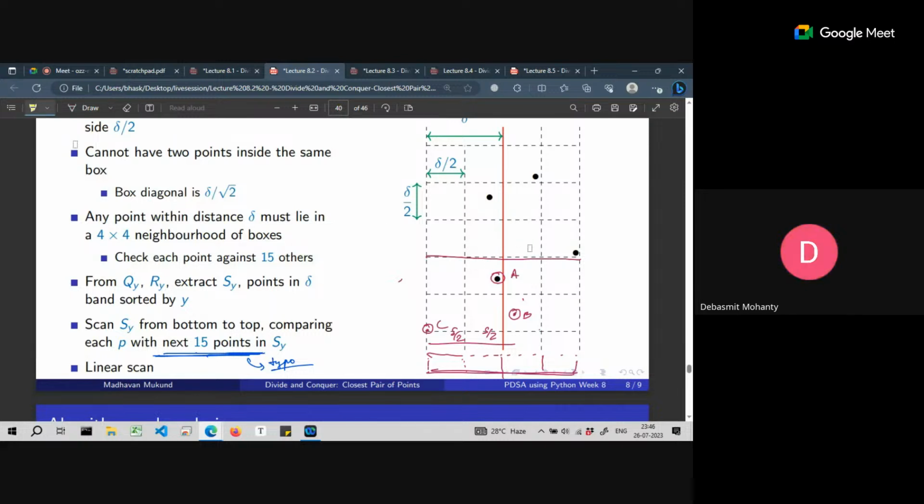If the point is to the left of the red line, then you search right 4 boxes. For C, sir. Okay. For C only I am telling.